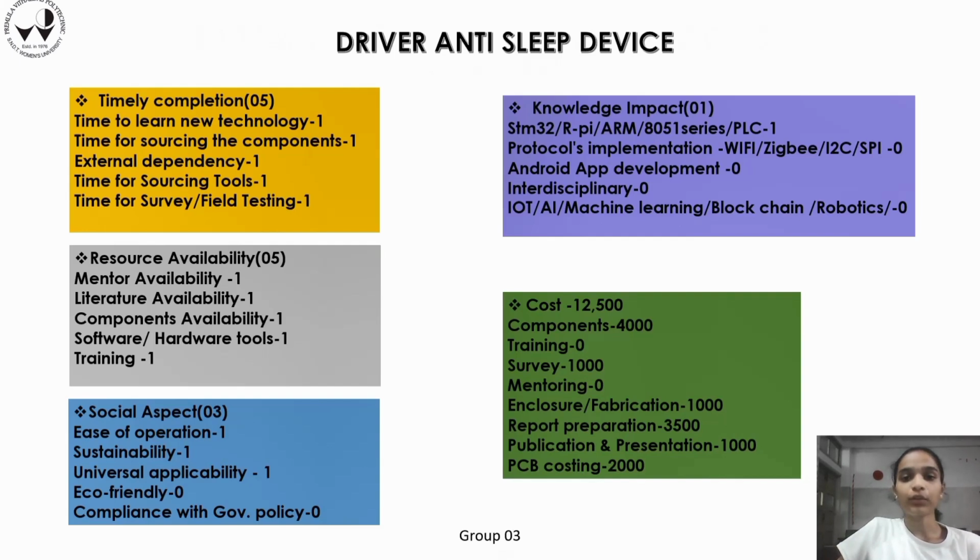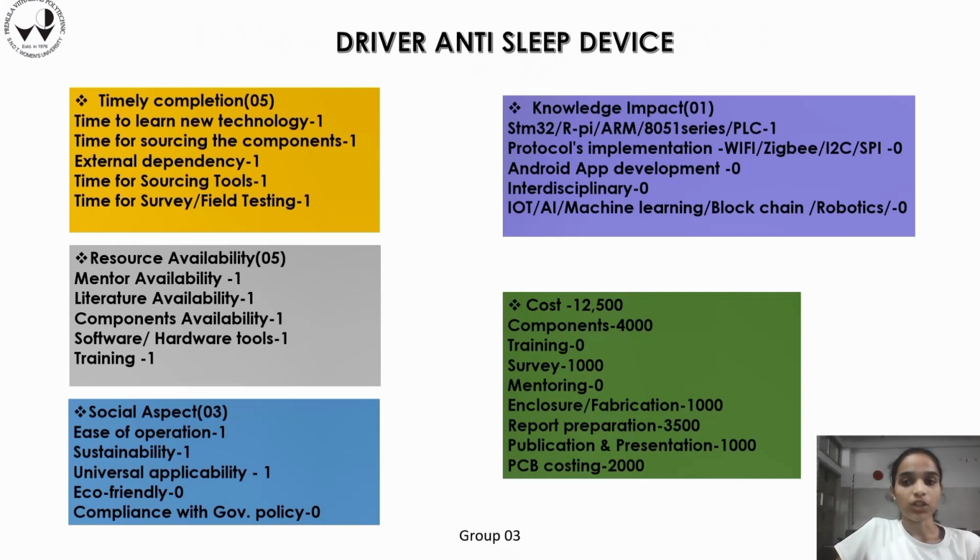Literature is available, we have to give it 1. Components are available, we have to give it 1. Software and hardware tools are available, we have to give it 1. And training, if we want it and it is available, we have to give it 1. Otherwise, if we don't want it and it is not there in our local area, we have to give it 0. Third parameter is social aspect, and these are its 5 sub-parameters.